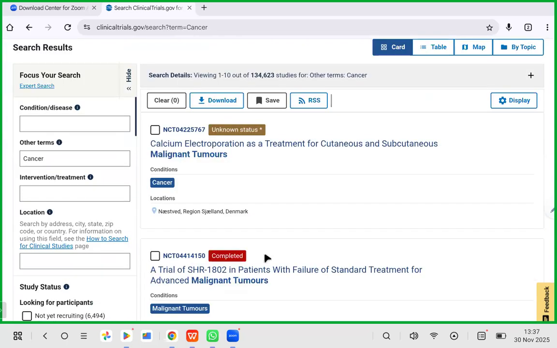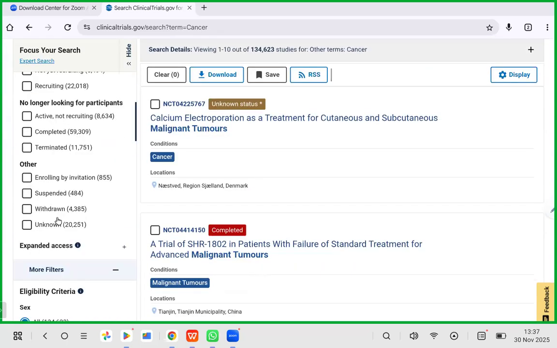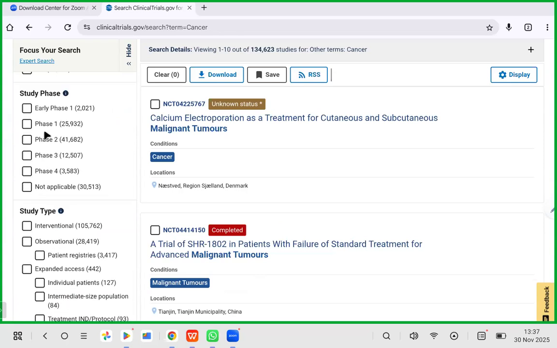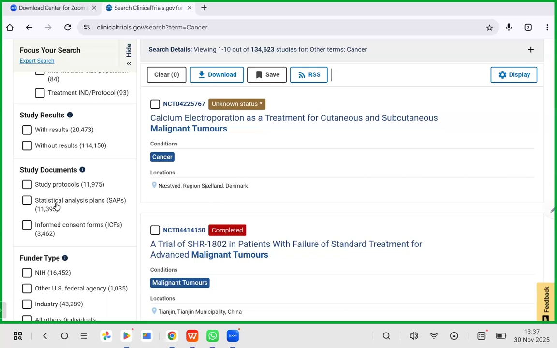And then on the left side, you will have a lot of filters. There is phase one, phase two, phase three, and phase four clinical trials. In phase three, you will find a lot of safety and efficacy parameters. So I am choosing phase three clinical trials and the interventional study type. And then there is something called study documents, so I'm choosing study protocol. That means it will filter down to the studies with study protocols.